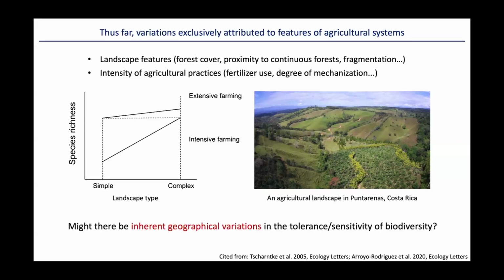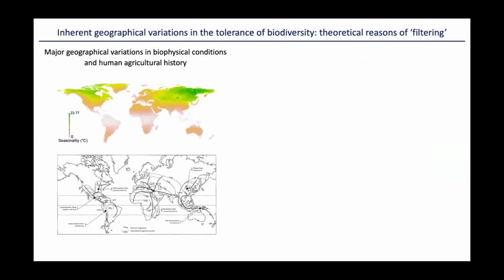But is such a reason the only reason or the whole answer to the question of potential reasons for the variation in such impacts? Here, the one question we posed is: might there be inherent geographical variations in how sensitive or how tolerant the biodiversity of a given region inherently is to agricultural deforestation, such that, agricultural features aside, biodiversity of different regions may be inherently different in how sensitive they are to the same level of agricultural deforestation?